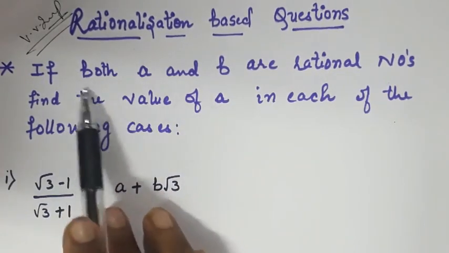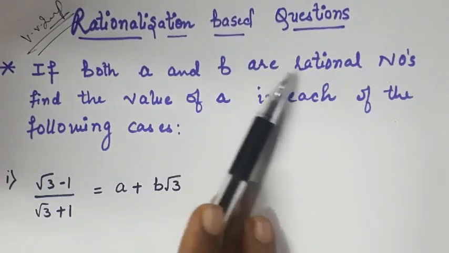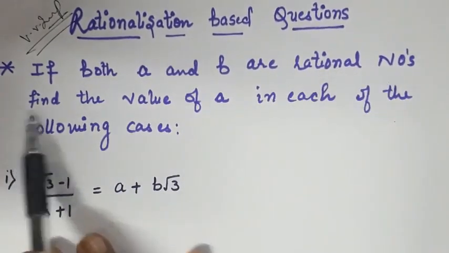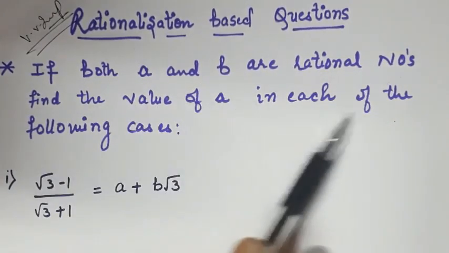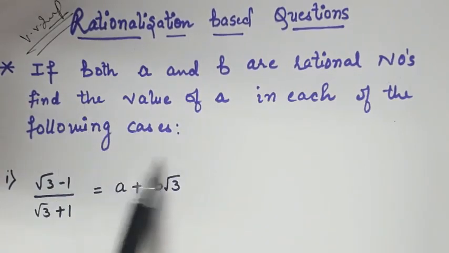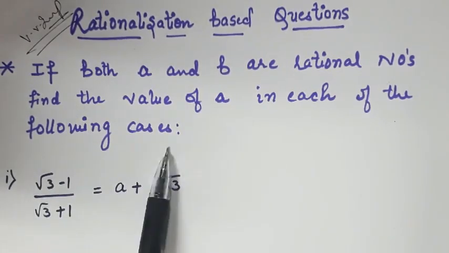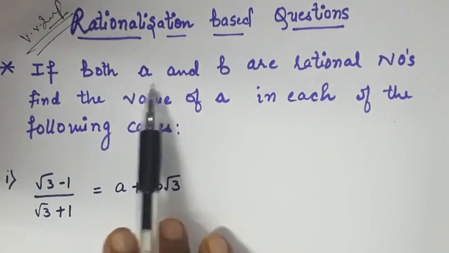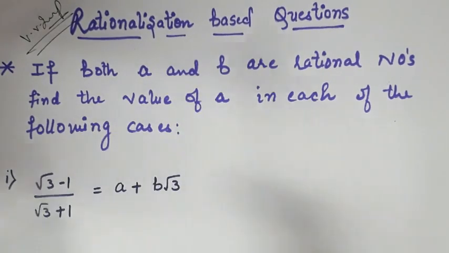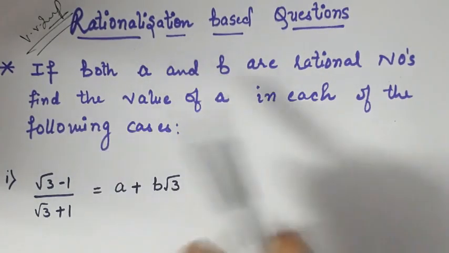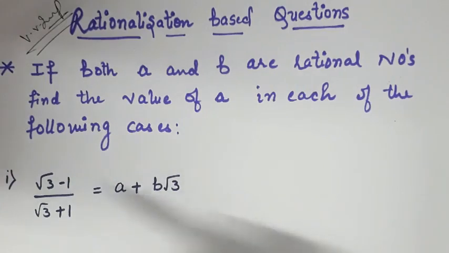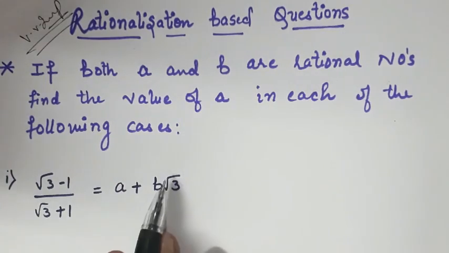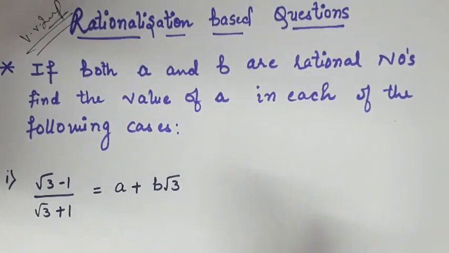That is, if both a and b are rational numbers, find the value of a in each of the following cases. The first case I have taken. See, here in a general way I have taken a and b. It can be any variable, it can be x, y, any variables. But you need to solve in the same manner.